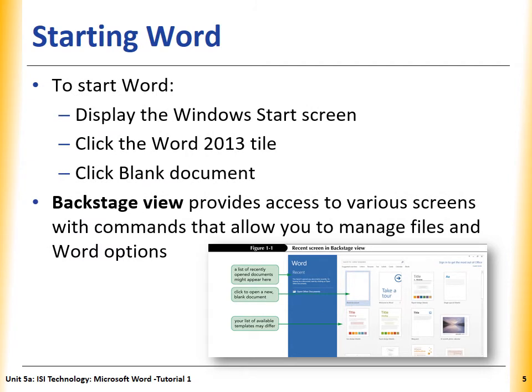This is how to start Word. Can you see this window? When we start Word, we have to choose an option. We can choose a blank document, or we can choose any preset document or style. To start Word, display the Windows Start screen, then click on Word 2013 or 2016. It's up to you or what you have on your computer. And at the beginning, we have to click on the blank document.